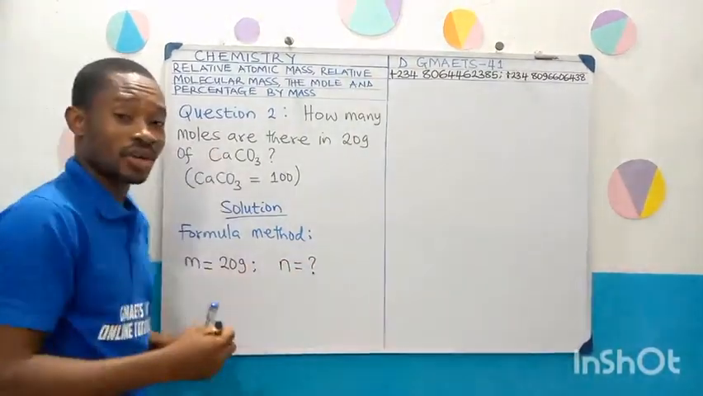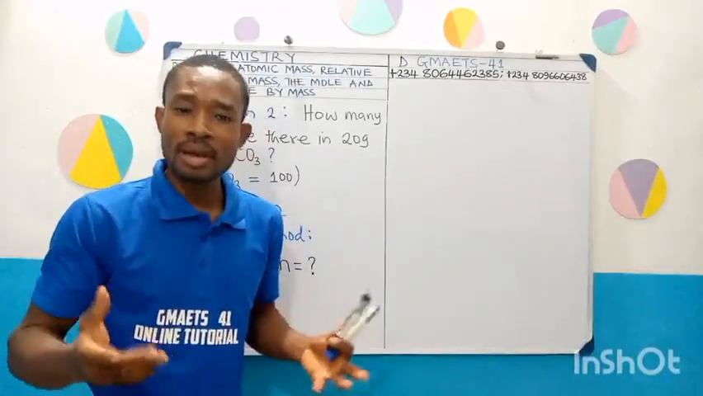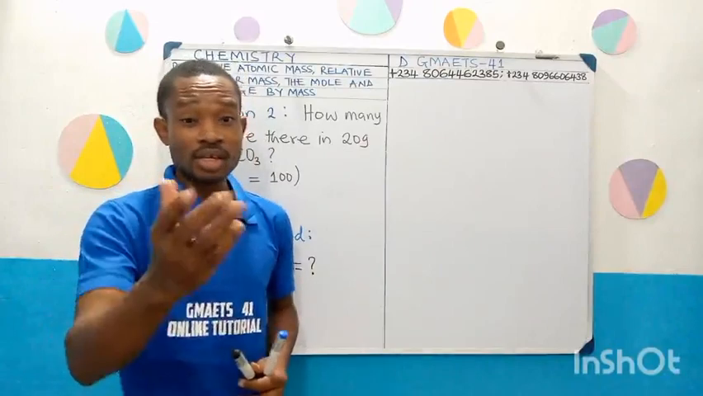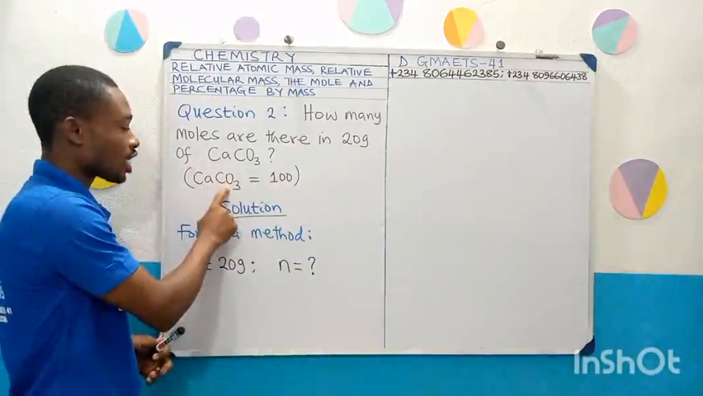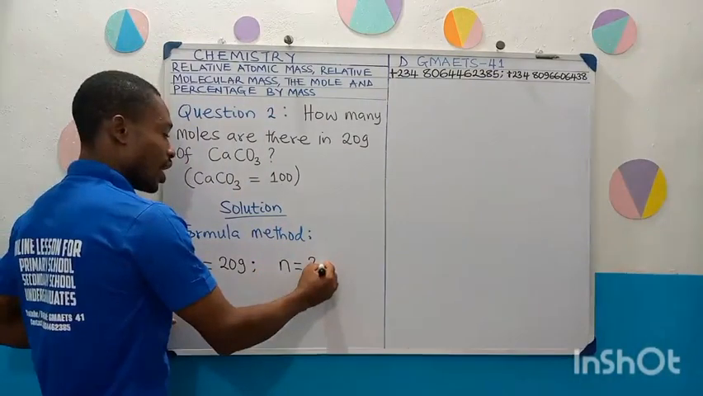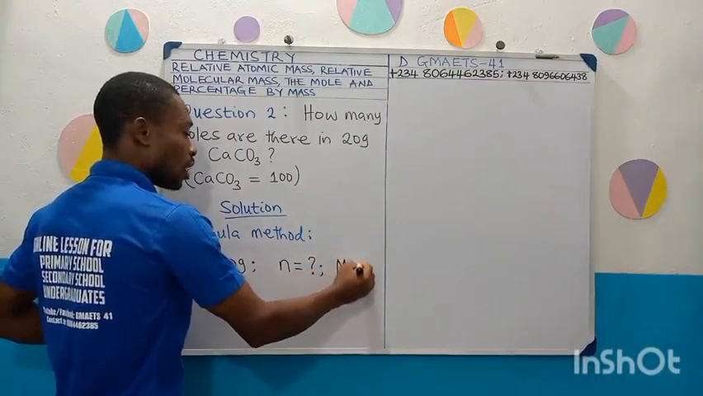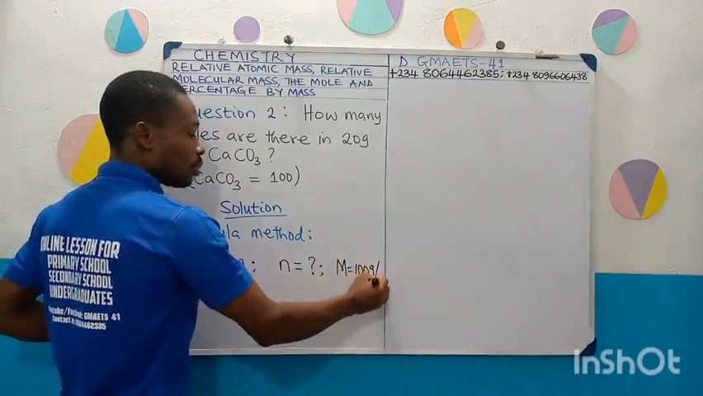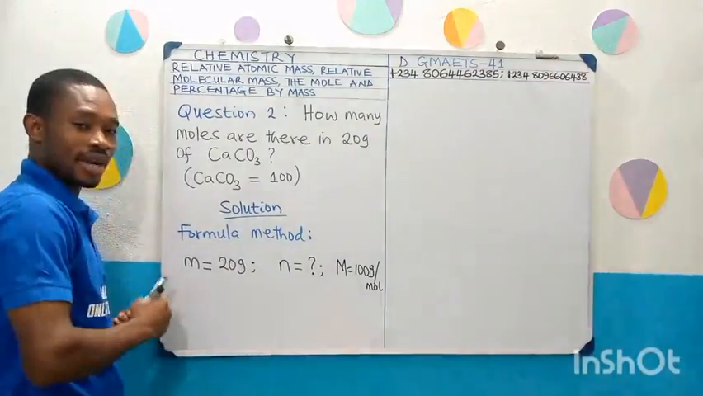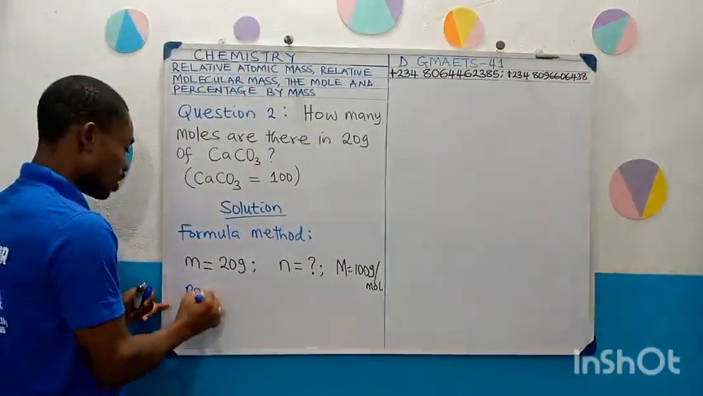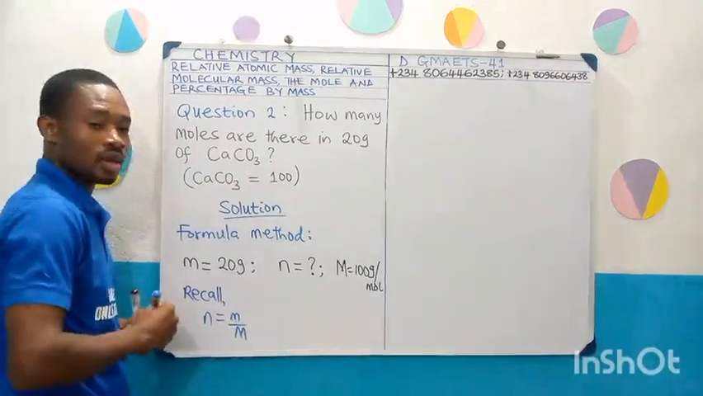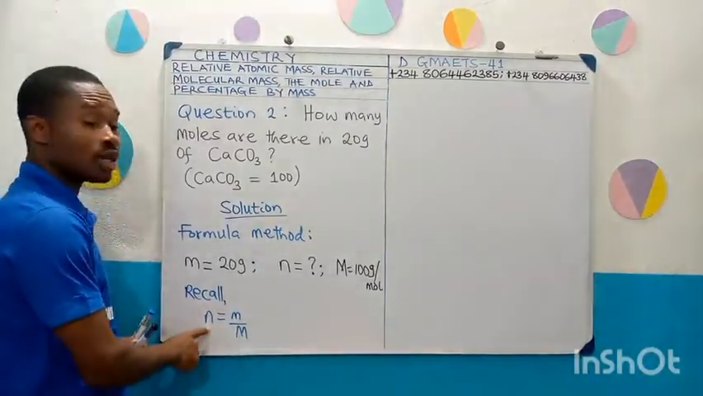But from the question, you can calculate the molecular mass or the molar mass, just the same way you get RMM. But good enough, from the question, they've given it to us. Calcium trioxocarbonate 4 is equal to 100. So the molar mass was given to us. Capital letter M equal to 100. I'll put the units, grams per mole. Then I'll now write: recall, we have the formula. Recall, we know that number of moles is equal to mass divided by what? Molar mass.